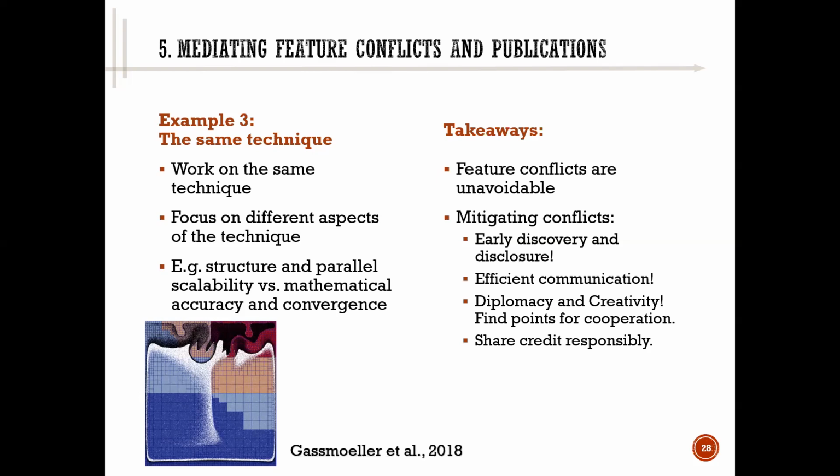So as a takeaway, in all projects, especially in all community projects that are distributed, these types of feature conflicts are essentially unavoidable. But there are strategies to work around them. And one of the most important ones is to be able to discover these conflicts early, for which the project needs an efficient communication culture and a culture where you can trust other people to not abuse the information that you give them.